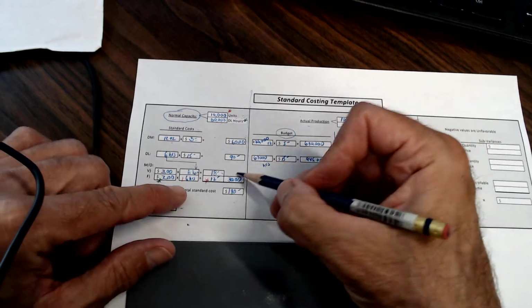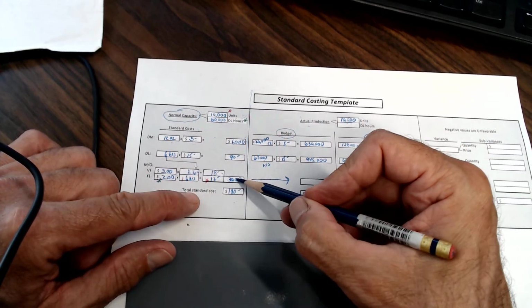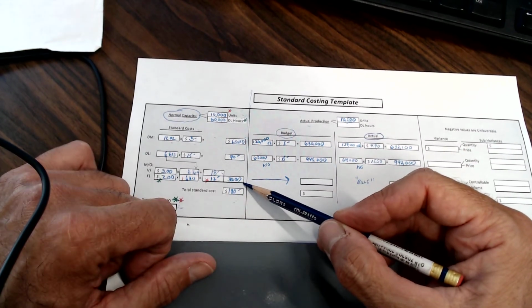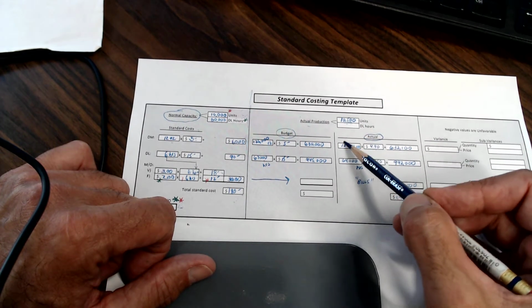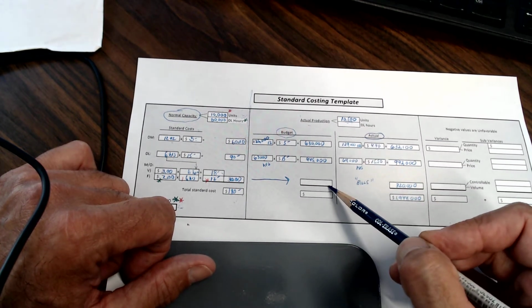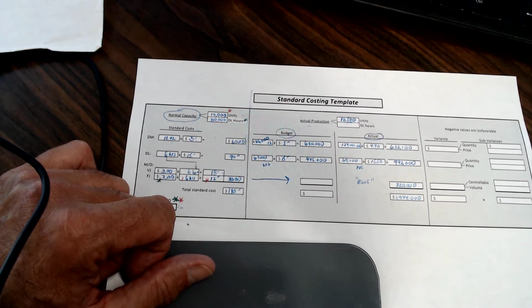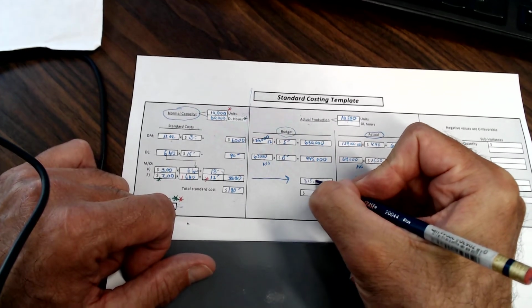And how much should overhead have been? Don't break it down between variable and fixed. Just use this one number. Overhead should have cost $30 per unit. I made 10,500. What should my total overhead have been? 10,500 times 30. $315,000.